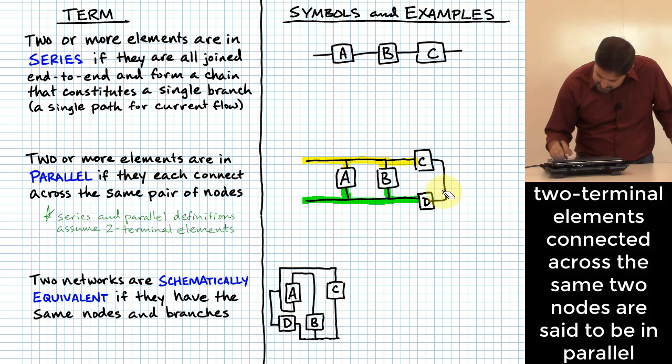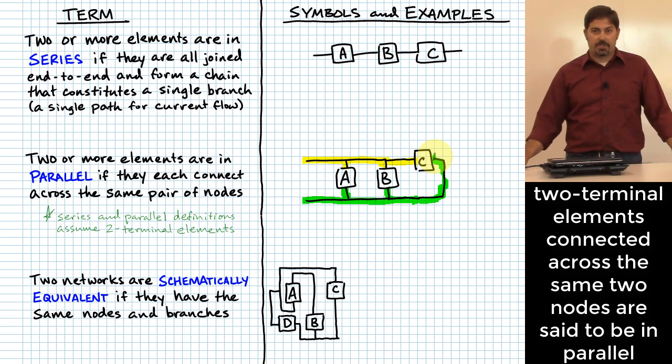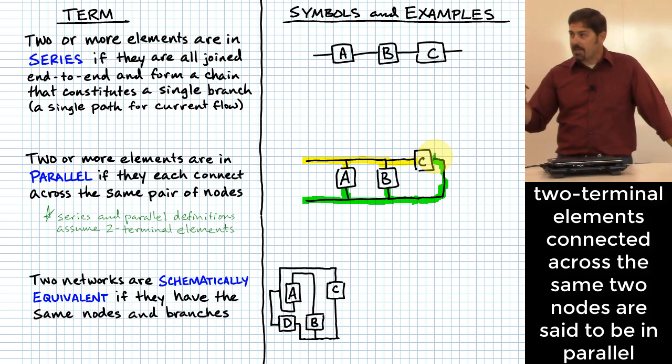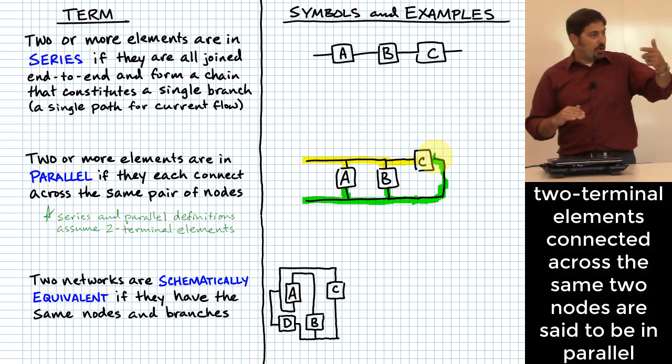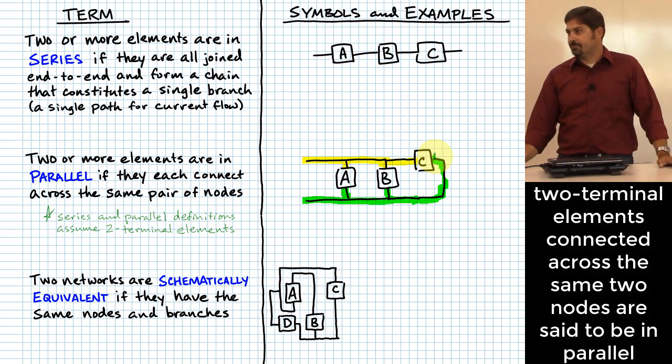Again, I'm going to erase that just because I don't want to leave any confusion about what I was saying. Those were some what-ifs, but this is definitely still three elements there that are all in parallel with each other. And again, the key point is you want to look at the nodes across which all the elements connect. And if they connect across the same pair of nodes, then that means they're in parallel with each other.